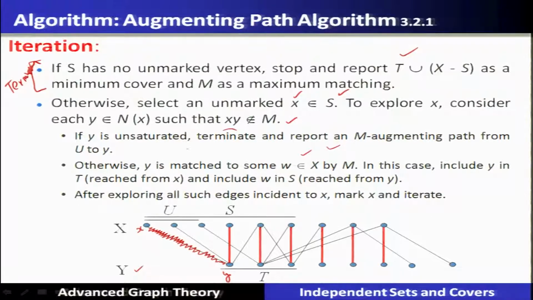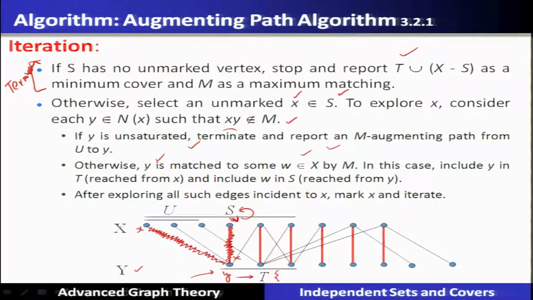Now, if Y is unsaturated... here it is saturated, Y is matched to some W which is there in X, let us say this is W, and it will reach W through a matched edge. This other is not a possibility. Why? Because this is not a matched edge. So, in this case include Y in T. T will include these particular nodes which are reached from X, and include W also into S, and so on we will explore. Now, if we reach an unsaturated vertex Y, then we have identified the augmenting path and we terminate this particular augmenting path algorithm.